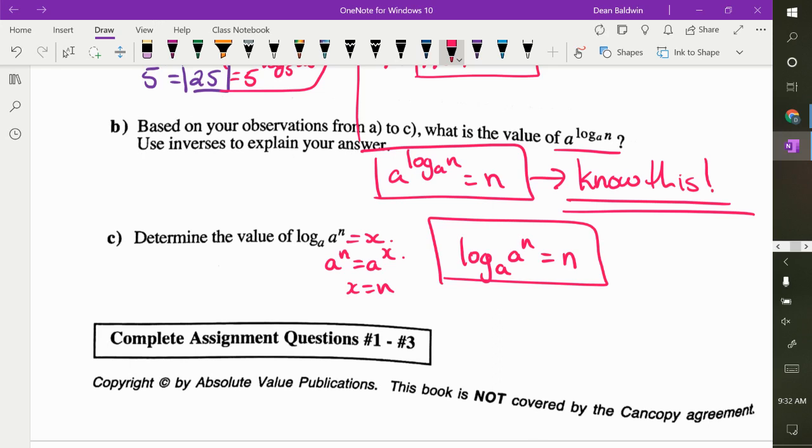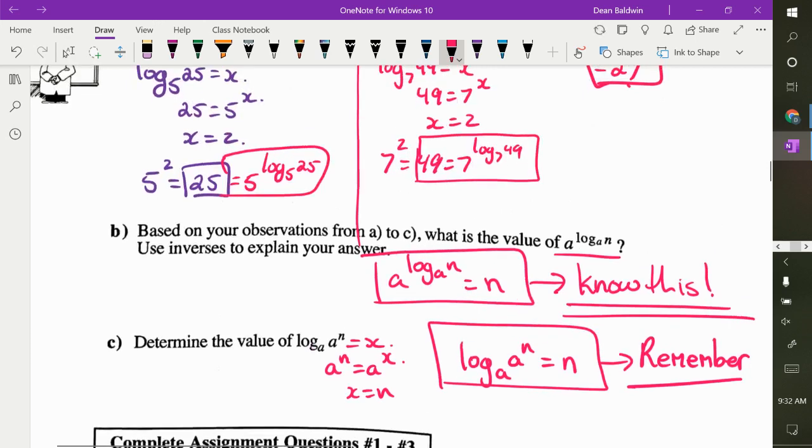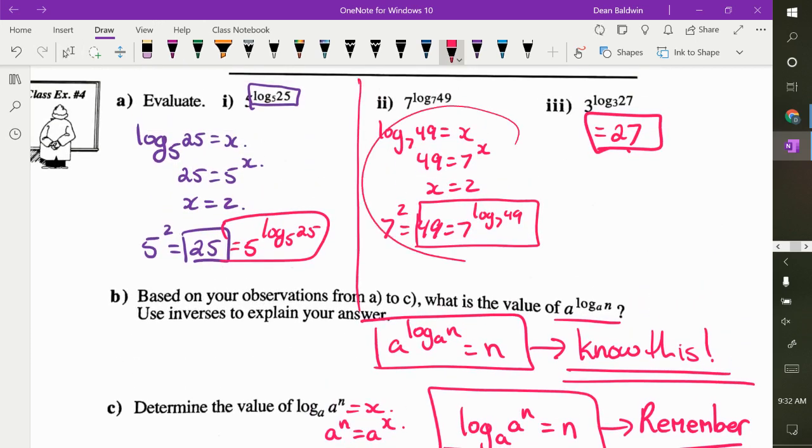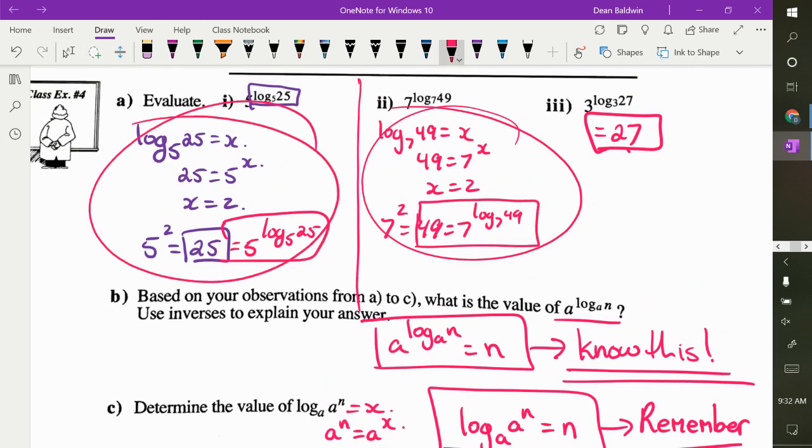Okay? So these two things are important. Because if you know these two, you don't have to do all this stuff. Okay? You can just put the number because these are identities. We've just shown that they're identities, all right?